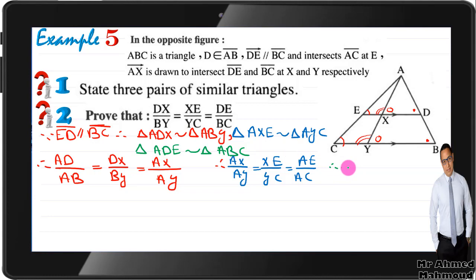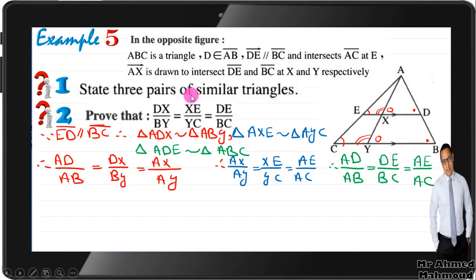And from the third similarity, therefore AD over AB equals DE over BC equals AE over AC. Okay, now we have 9 ratios: 3 equal, 3 equal, and 3 equal.